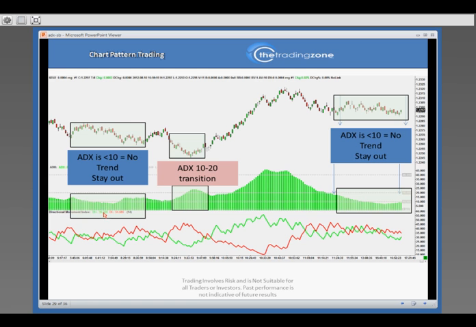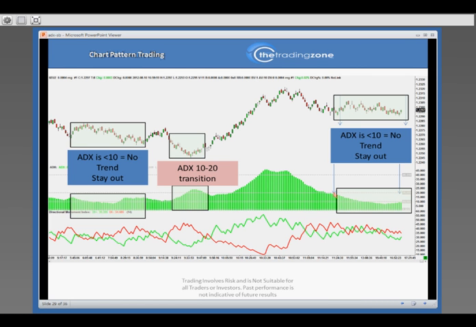So as a quick review, ADX is below 10, no trend, you're going to stay out. Nothing to do there. ADX is transitioning, which means the market's waking up. ADX has now crossed from the 40s back down, and now we're back below 10. We want to get out. So it rode you all the way up and then brought you all the way back down.